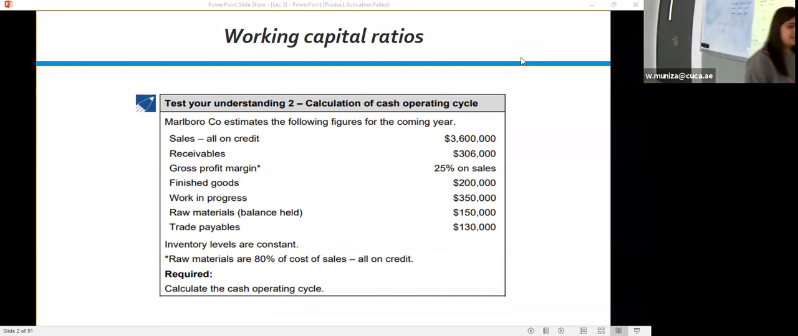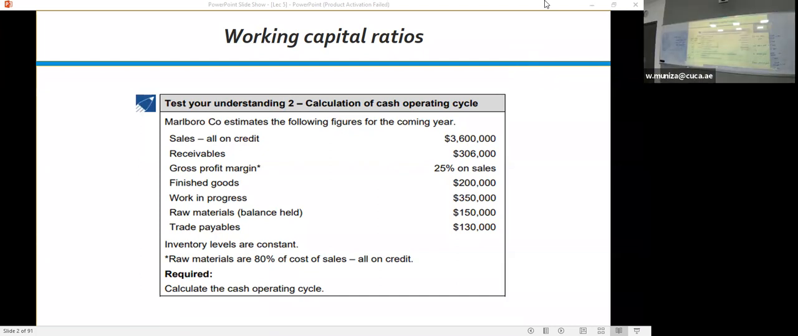Our cash gets stuck for 100 days in order to complete the cycle. Okay, got it now? So this is how we are going to calculate. In the exam also, they do ask in this way so that they can get all the workings in one question.